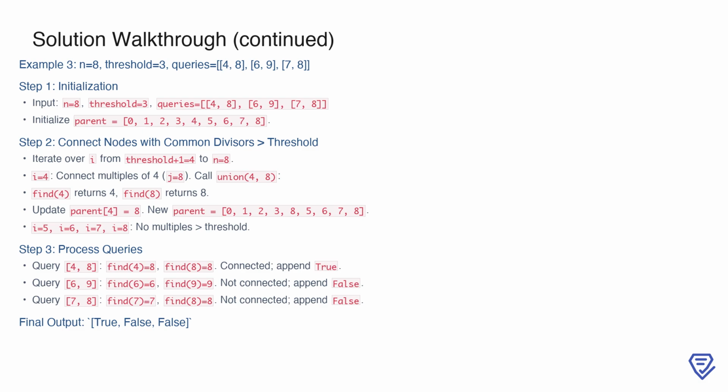For i equals 5, i equals 6, i equals 7, and i equals 8, no multiples greater than the threshold exist, so no further unions are performed. Finally, we process the queries.